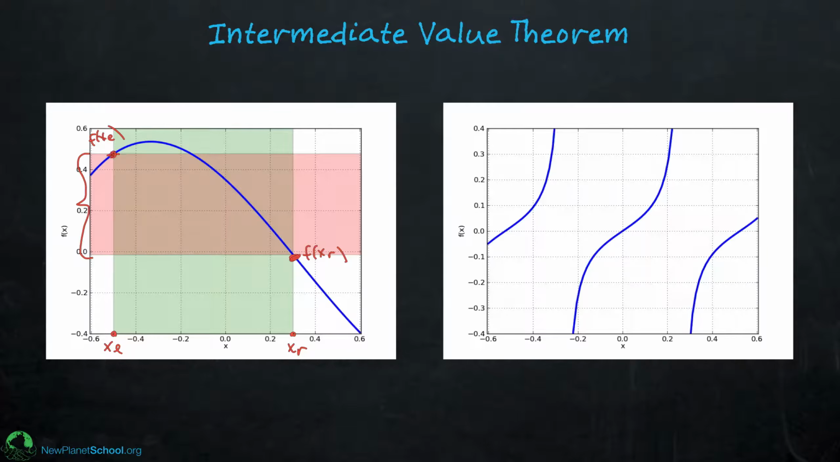It says that if this is positive and this is negative, and this is a continuous function, I know that the answer is somewhere between these 2 points. Somewhere in this interval, it goes through 0. It's not going to be out here.